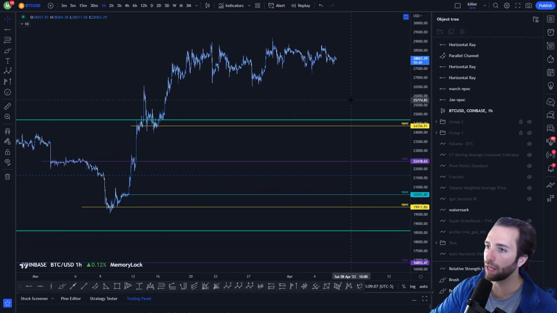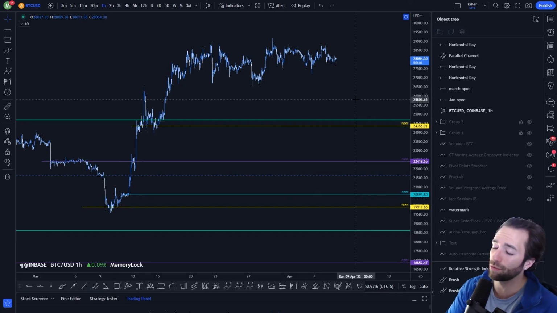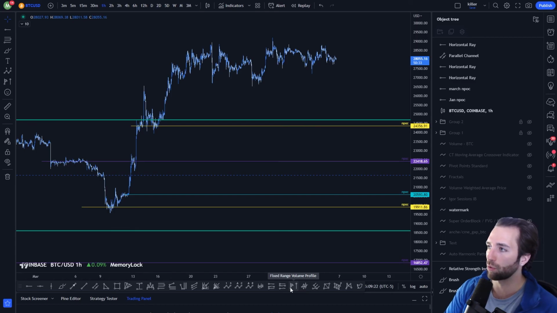So we'll go ahead and wrap it up there. Like I said, if you haven't already, do watch the horizontal levels tutorial, and especially if you've gotten this far without already having watched it, the fixed range volume profile tool. I do have a tutorial specifically on that tool. I find it very useful. I use it every single day with my technical analysis. So do check that out.